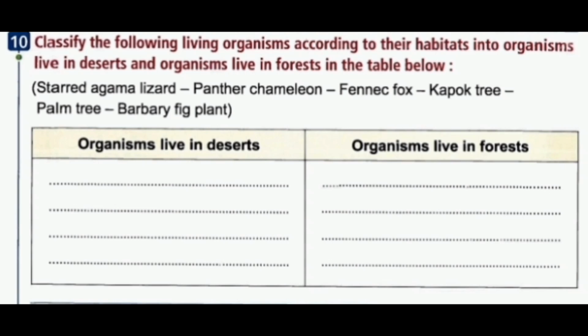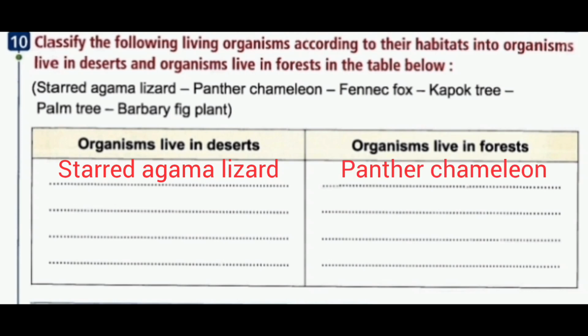Let's start with starred agama lizard. Starred agama lizard lives in desert. The next choice, panther chameleon. Panther chameleon lives in forests. Next one, fennec fox. Fennec fox lives in deserts. The next word is kabak tree. Kabak tree lives in forests.